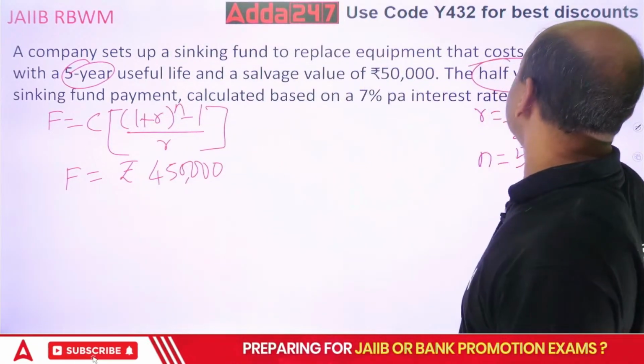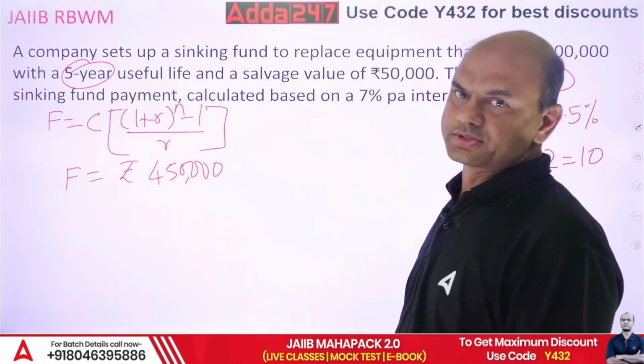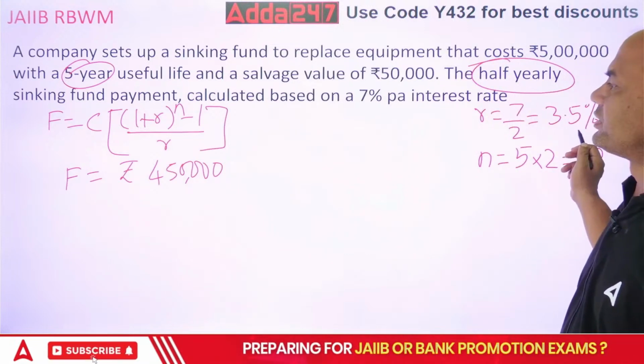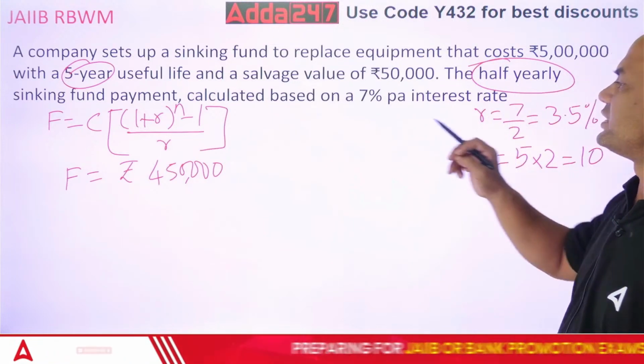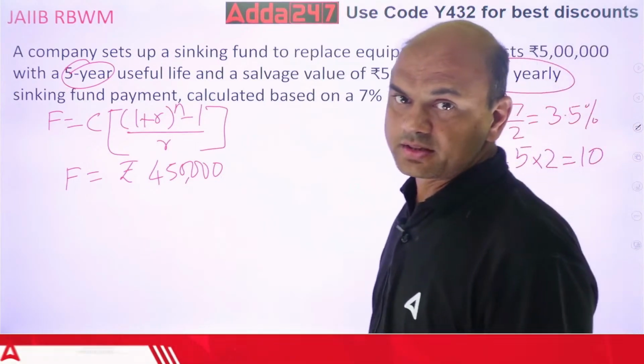4,50,000. 50,000 over here, 5 lakh over here. Subtract it, you'll get 4,50,000. R I have already written as 3.5. N I have already written. C is what you'll have to find out. So let's solve this again.